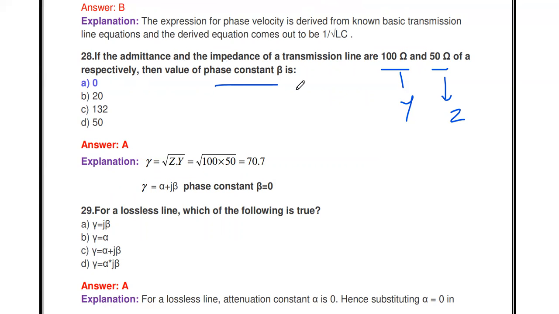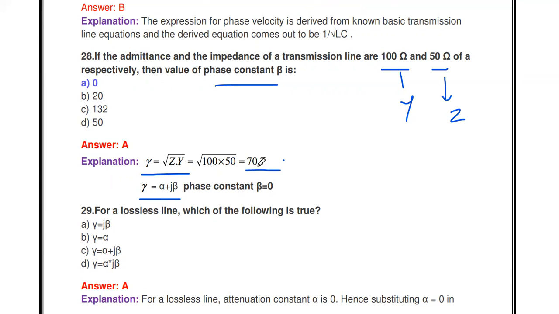In order to calculate the phase constant, already you know the phase constant is related to the propagation constant. So first you calculate the propagation constant. What is the formula for propagation constant? It's the square root of Z into Y. So square root of 100 into 50. So the answer is 70.7. You know that the propagation constant is a complex quantity. It is represented as alpha plus j beta.